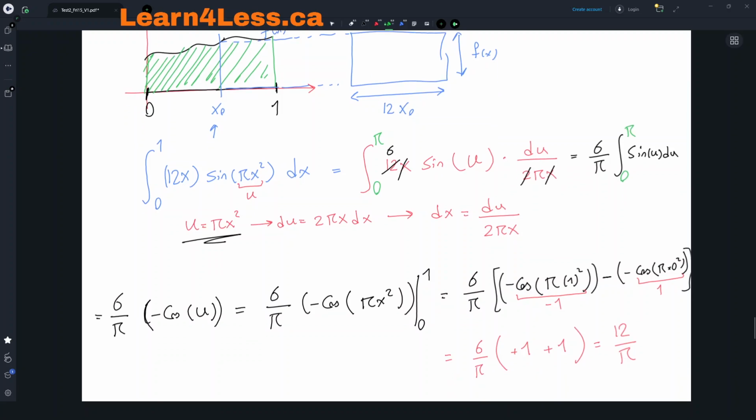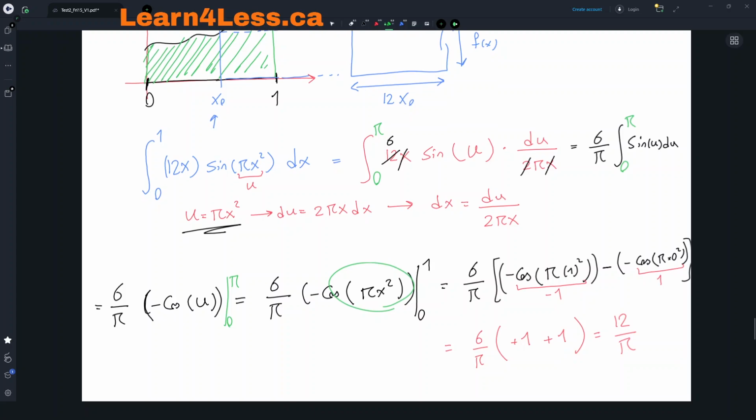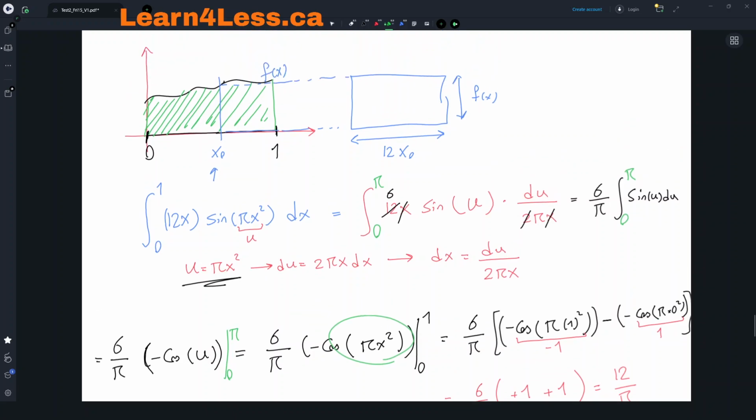And at this point, I could also plug in 0 and pi right away. So I had two options, either updating the bounds to the new bounds in terms of u, or bringing back everything in terms of x and plugging in the original bounds. But at the end, the final answer is the same, 12 over pi.